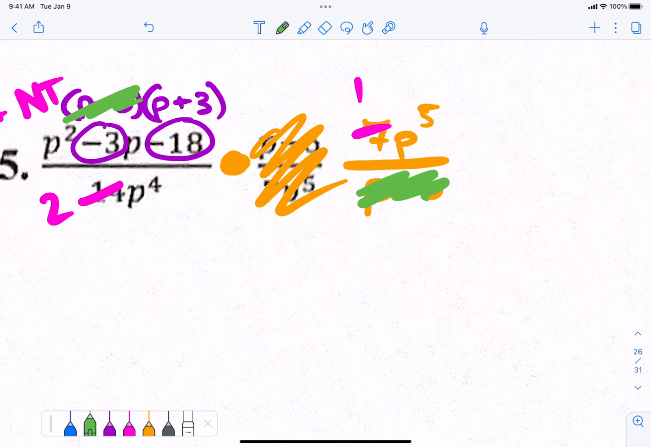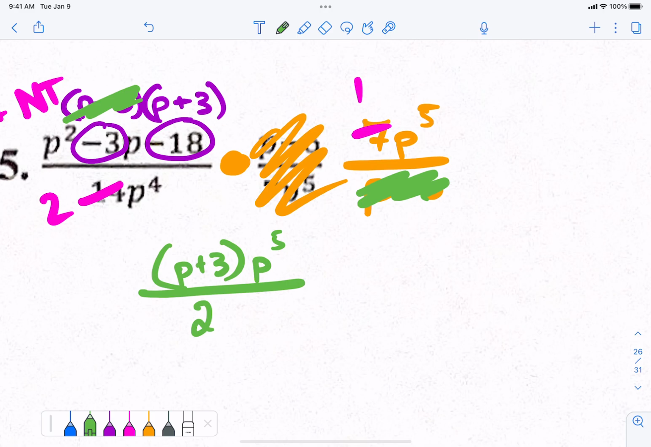Should we just write it out? Okay. All right, what's left on top? p plus 3 and p to the 5th. Okay, on the bottom, what's left over? 2 p to the 4th. Are we done?